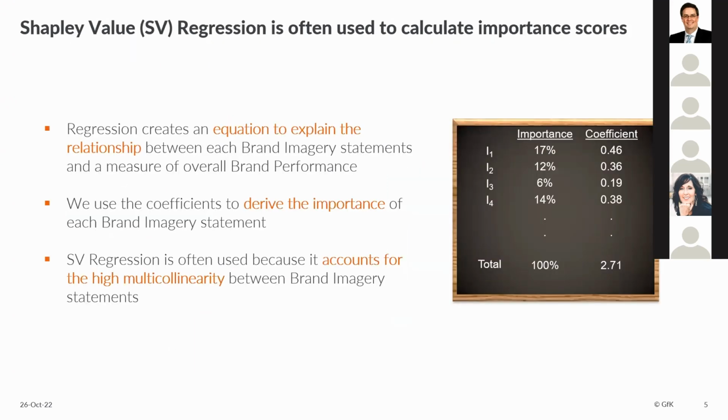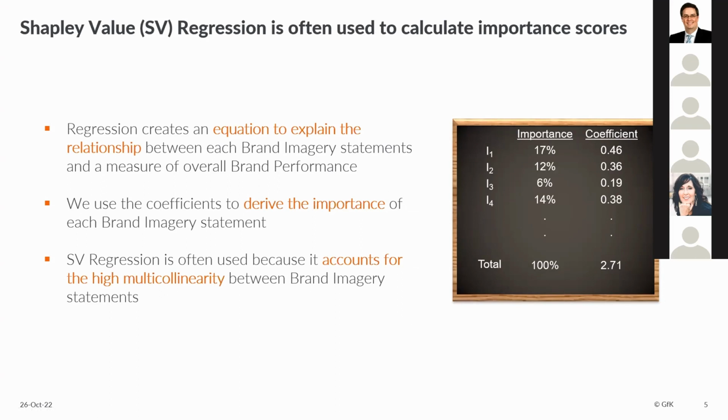Now, a typical way of doing this drivers analysis is using regression. I'm sure a lot of you know this already, but in regression, we're creating an equation to explain the relationship between our brand imagery statements and our overall measure of brand performance. This allows us to derive an importance score from the coefficients that we get from our model. Typically we're scaling these importance scores to sum up to 100% across all the perception inputs in our model.